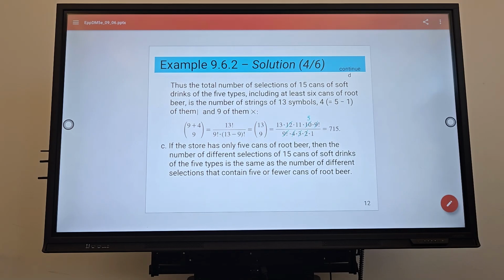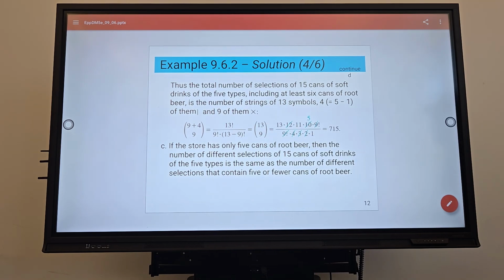Thus, the total number of selections of 15 cans of soft drinks of the 5 types, including at least 6 cans of root beer, is the number of strings of 13 symbols, 4 of them vertical bars and 9 of them X. So you would have 9 plus 4 choose 9, or 13 choose 9, which is 13 factorial divided by 9 factorial times 13 minus 9 factorial, which is a total of 715 combinations.